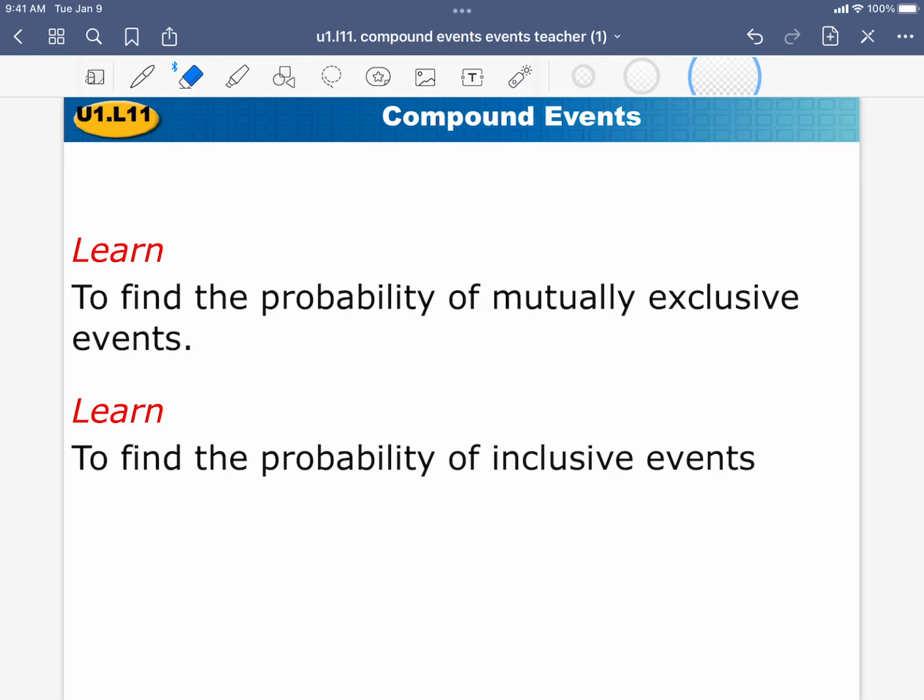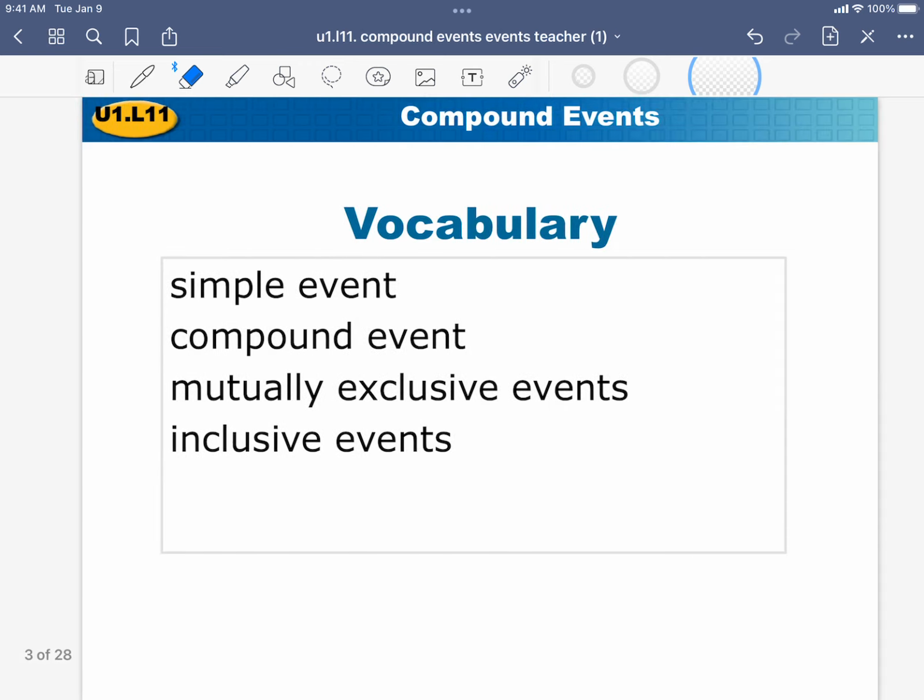Elementary Stats, Unit 1, Lesson 11, Compound Events. In this lesson, we're going to find the probability of mutually exclusive events, and we're going to find the probability of inclusive events.